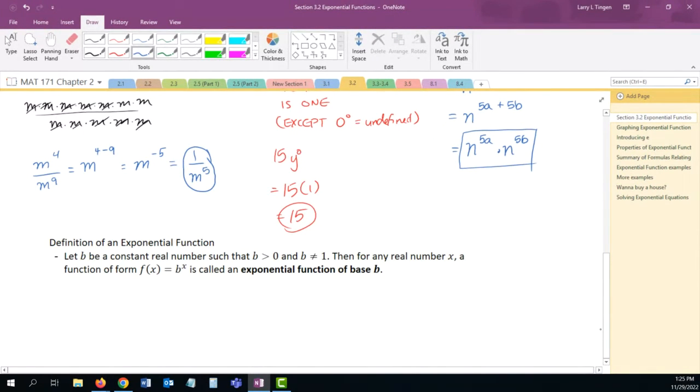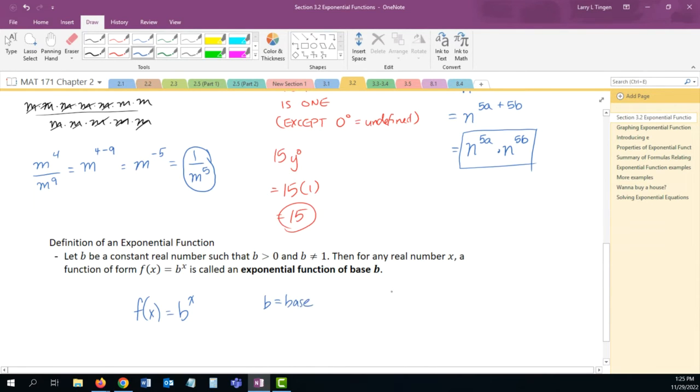And then here is our definition. You're going to see it again at the top of the next page. Let b be a constant real number such that b is greater than 0 and b is not equal to 1. For any real number x, a function of the form f of x equals b to the x is called an exponential function of base b. So b is the base.